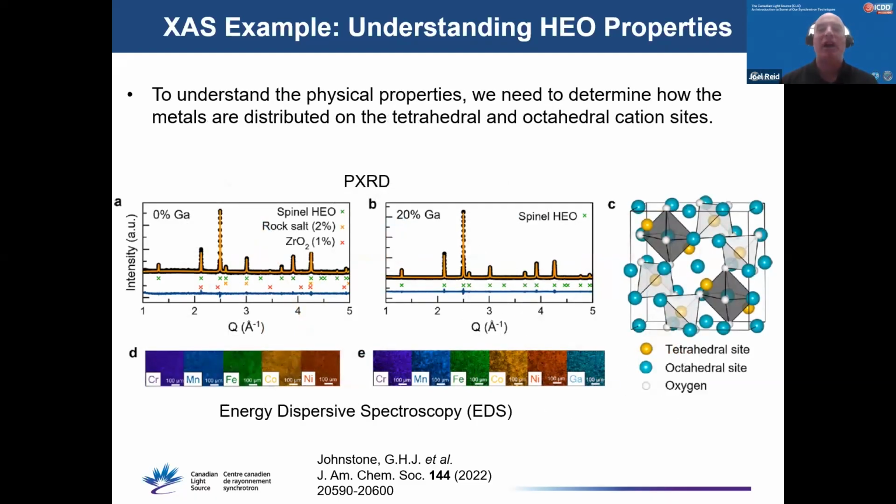But the key question for understanding the properties is, how are the various metals here distributed across the two cation sites? When you've got two cation sites but 5 or 6 metals, you can't determine where the individual elements are located with diffraction techniques. There's too many permutations, so you need additional information to determine which sites the metals occupy. And soft X-ray absorption spectroscopy is a really good way to look at these metals.